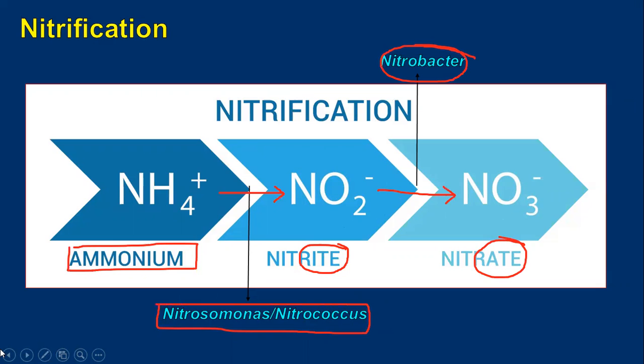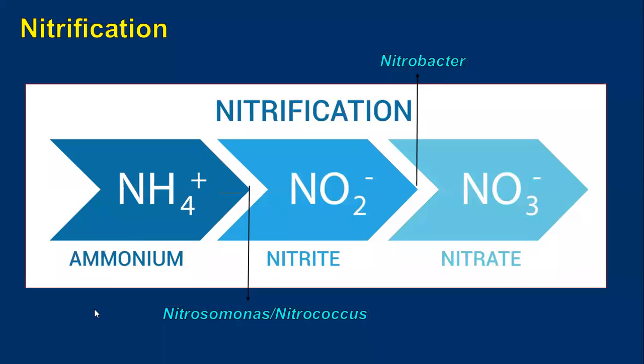So 3 steps are involved. Ammonium is converted into nitrite, and nitrite is converted into nitrate. Ammonium into nitrite is facilitated by Nitrosomonas or Nitrococcus bacteria. Nitrite into nitrate is facilitated by the Nitrobacter bacteria. Clear? Very important. The bacteria names are very, very important.